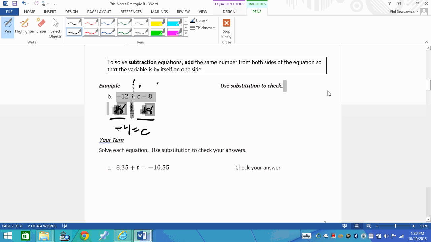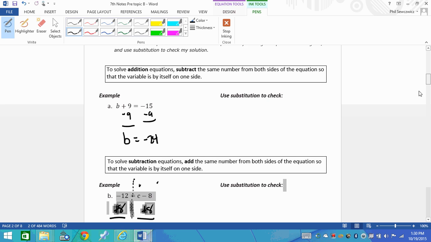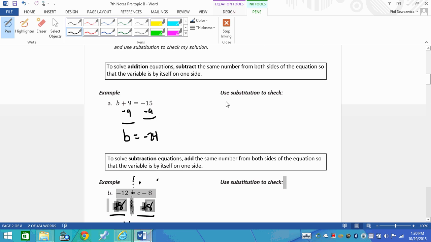So let's use our substitution to check. We had that up here as well. We said the answer is negative 24. If this was our original, what we're asking is, if we say B is negative 24, is negative 24 plus 9 equal to negative 15? And it does. So we have a true statement. So check, it is good.